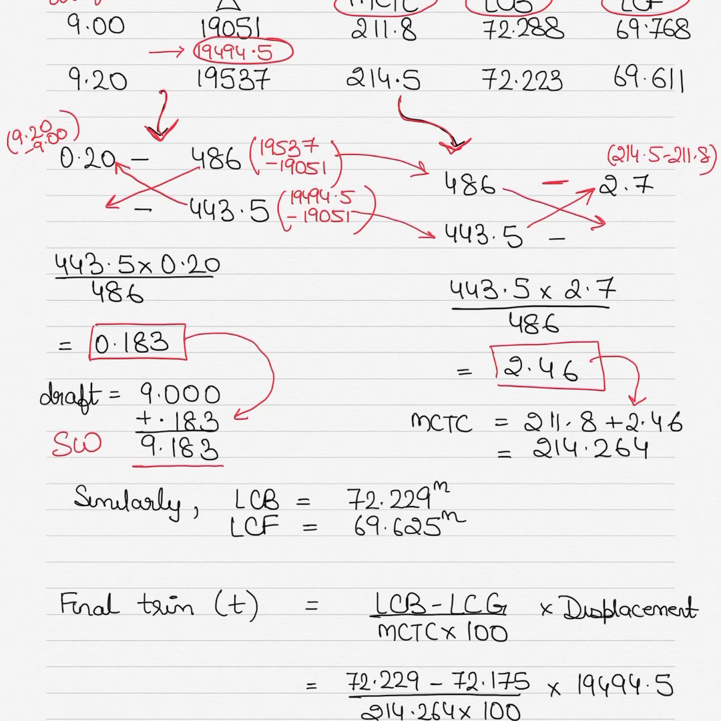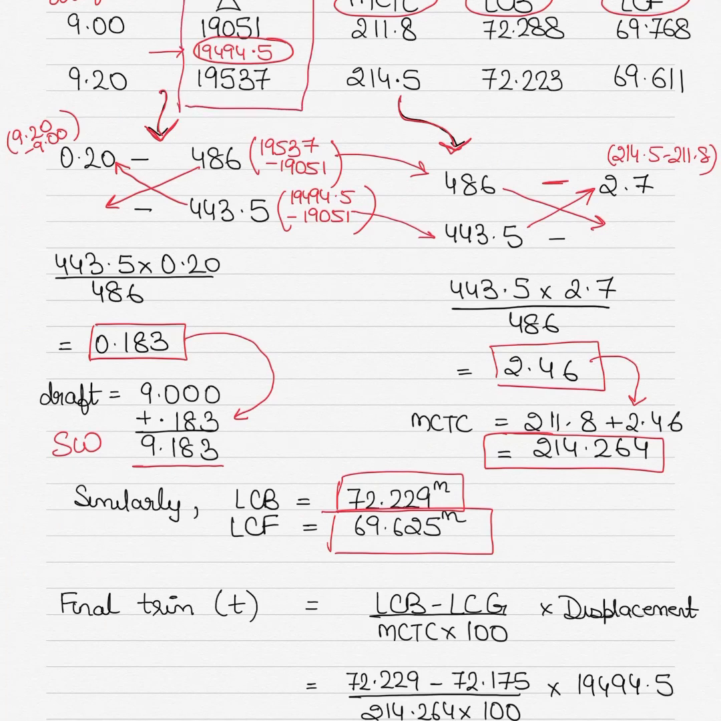As I go from 9 to 9.183, or I go from 19051 to 19494.5, I will be adding the MCTC and finding out the final value of the MCTC. So you can do a similar interpolation for LCB as well as LCF. Take the displacement as a reference point, and then find out the values.